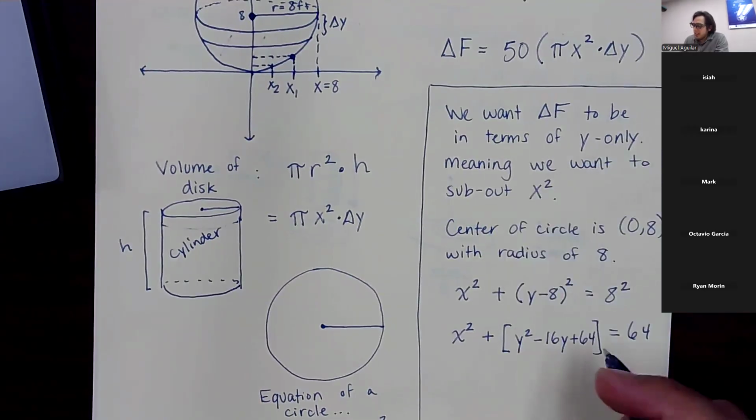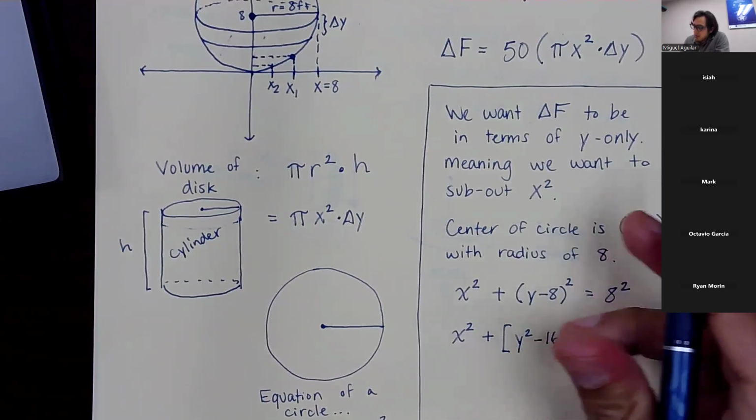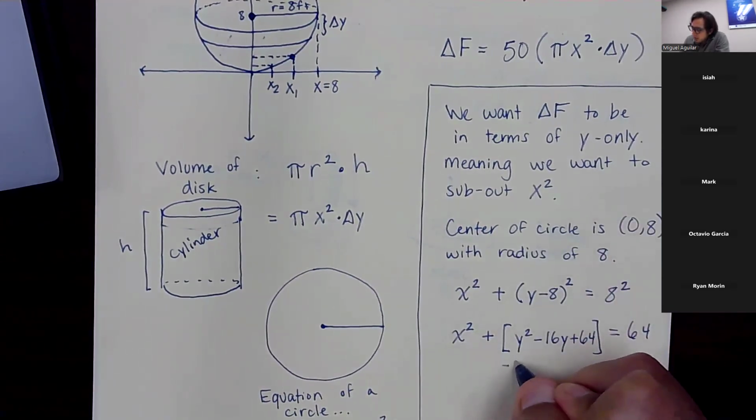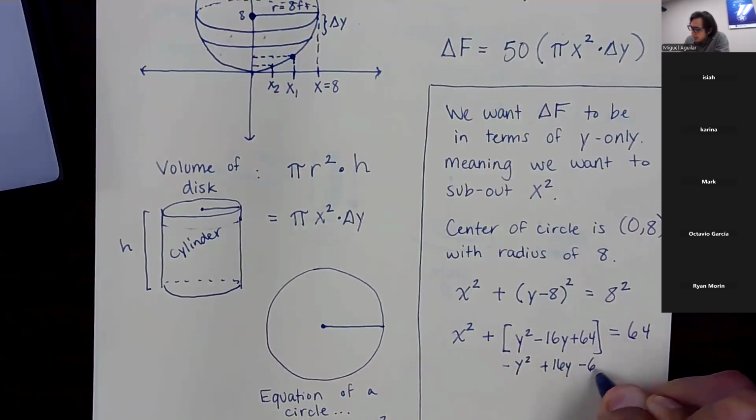Okay. So now we just need to get this in terms of y only, right? Basically, we're trying to solve and get the x squared by itself. So if I moved all of these guys over to the other side, I would have to subtract y squared, I'd have to add 16y, and I'd have to subtract 64, right, from both sides.